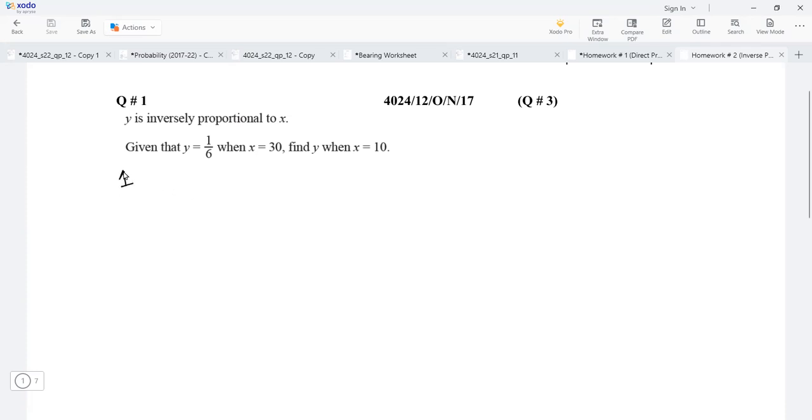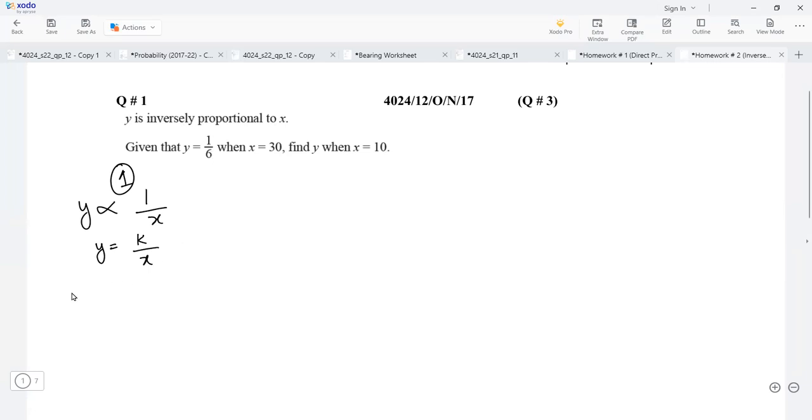The first method: y is inversely proportional. We write down the proportionality sign, and then whatever comes after "inversely proportional" we write as its reciprocal. If x is written, we write 1 over x. When we replace the proportionality sign, there must be an equals sign with a constant k. So k times 1 is k, and we can write k divided by x. Through the first piece of information, we can find the value of k.